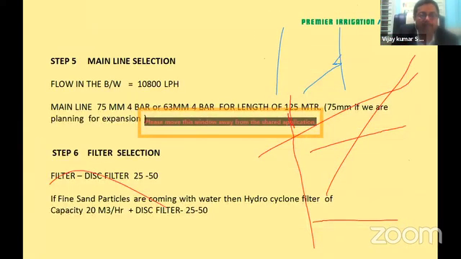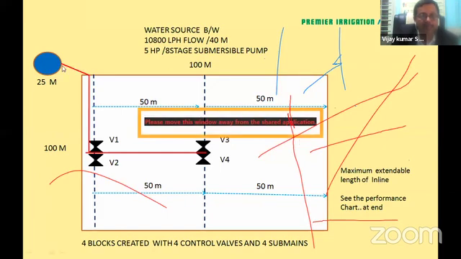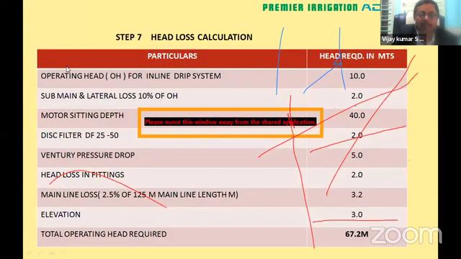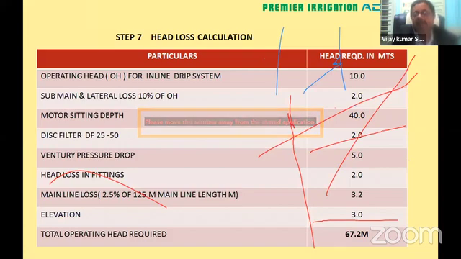So how did I get 125 meters? It's very simple. I started from here. What is the length of the longest mainline? From here it is 25. From here it is 50, another 50. So 50 plus 50 is 100, 100 plus 25 is 125. So basically the length of the mainline is going to be 125. 2.5% of 125 is what? 2.5 divided by 100 into 125 will give you 3.2 meters. We also have elevation. So if I sum up the entire operating dynamic head that is required, it comes to 67.2.